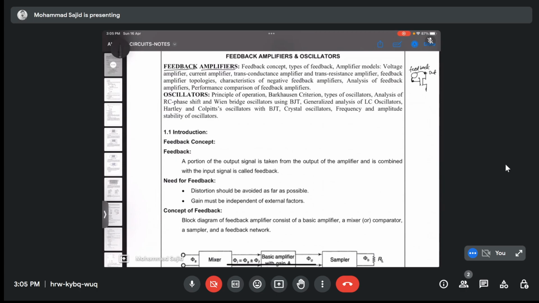So we will see what are the different types of feedback. We will also talk about different types of amplifiers. There are four types of amplifiers: voltage amplifier, current amplifier, transconductance amplifier, and transresistance amplifier. And then we will see feedback amplifier topologies and what are the characteristics of negative feedback amplifiers. We will see a little bit about their analysis and performance comparison. We won't study the oscillators here, we will just go through feedback.